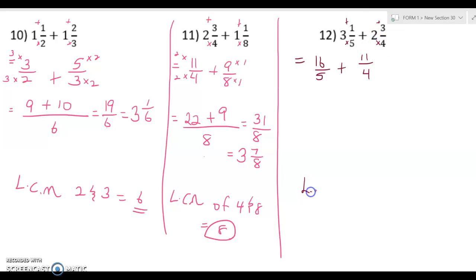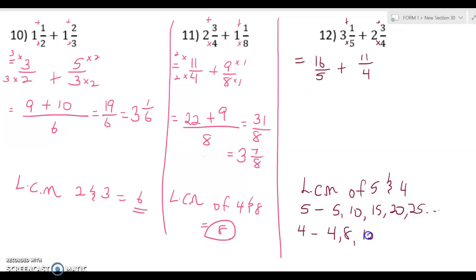Now we need to find the LCM of 5 and 4. So the multiples of 5 are 5, 10, 15, 20, 25, and so on. Multiples of 4 are, the lowest number they have in common is 20. So that's our common denominator here now, right?